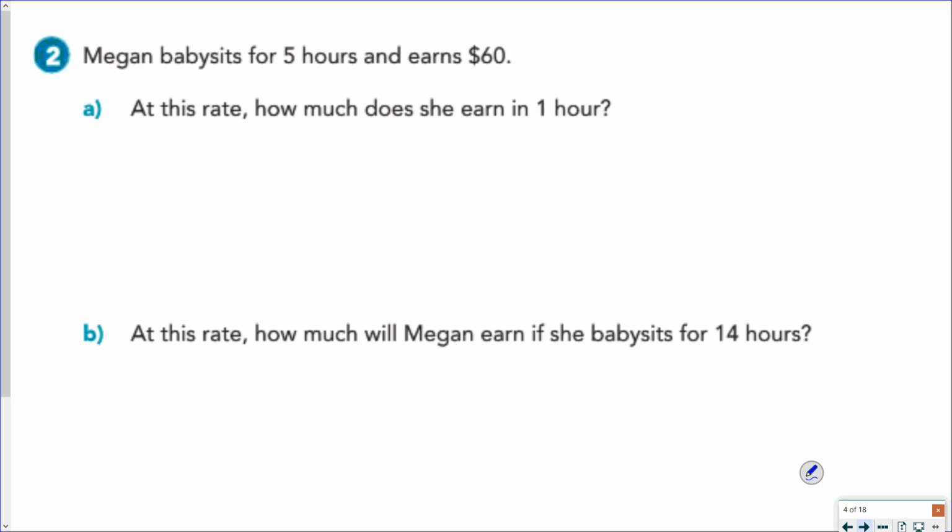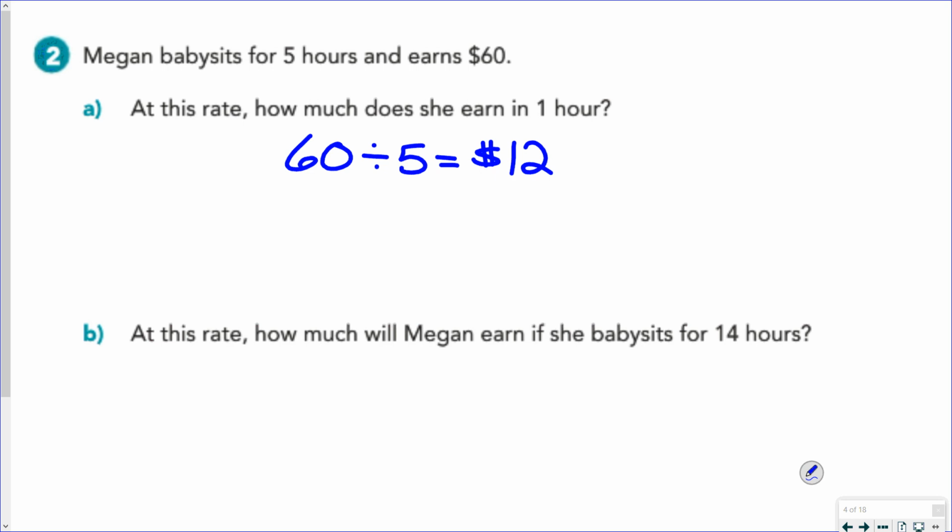For number 2 here, same idea. Megan babysits for 5 hours and earns $60. So if we want to know how much she earns in 1 hour, we're going to take what she earns in 5 hours, divide it by 5, to get that she makes $12 an hour.